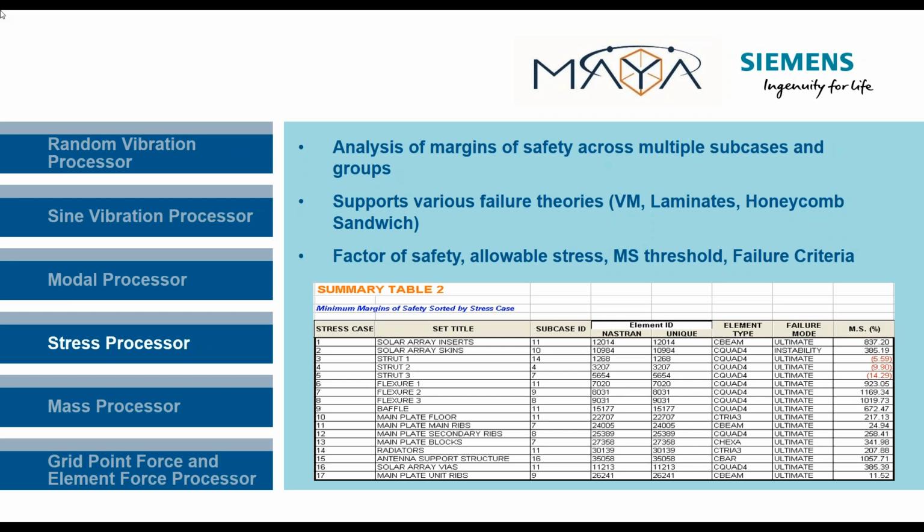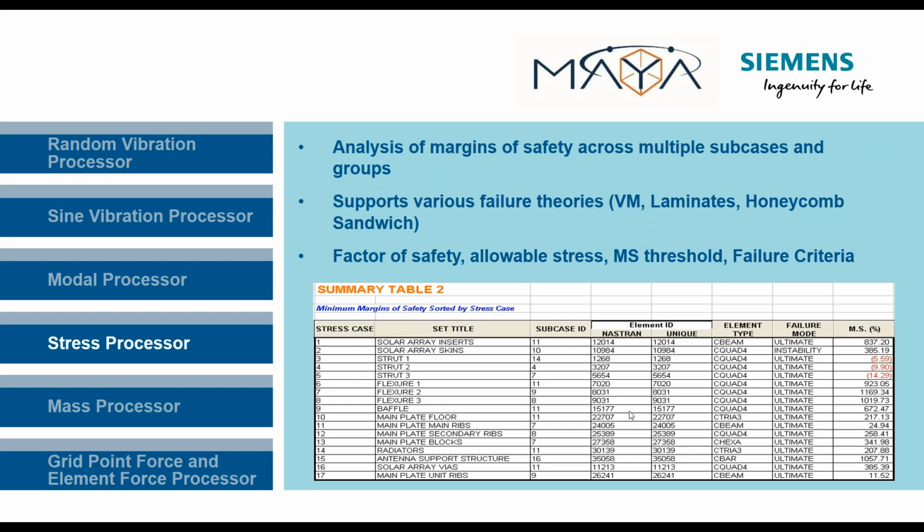And just to note that any time you run either a random or a sine vibration processor, the stress processor is automatically run afterwards. So you do not need to run this one and then this one after the other. It's all in one. But you can use this stress processor on literally any OP2 you generate. And the output will be both in an Excel sheet, but also as result files you can import in FEMAP to look at contours.